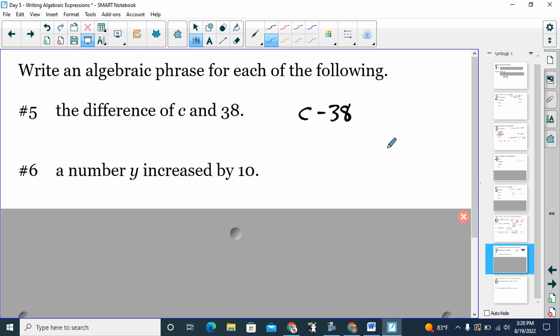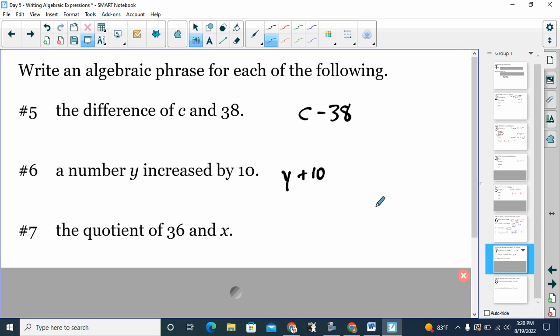Number 6, a number y increased by 10. A number, it's an unknown number, so we're calling it a variable y, and we need to increase it by 10. Y plus 10, we'll make it go up by 10. 10 plus y would also be correct.